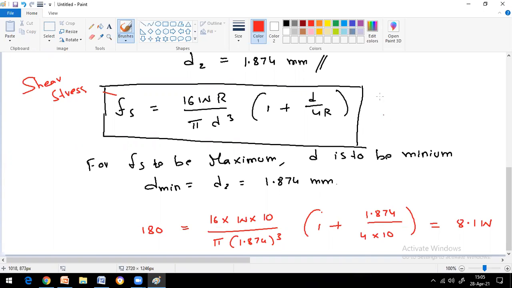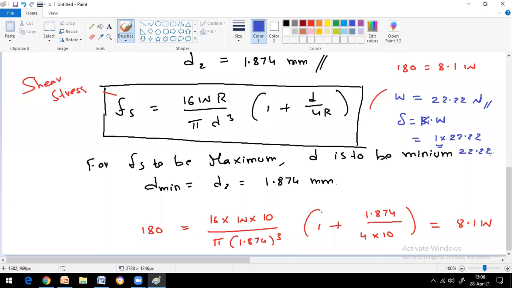What is W? 180 is equal to 8.1 times W, so W is equal to 22.22 Newton. And what will be the deflection? K into W, K is 1, 22.22. Your deflection is also 22.22 mm.